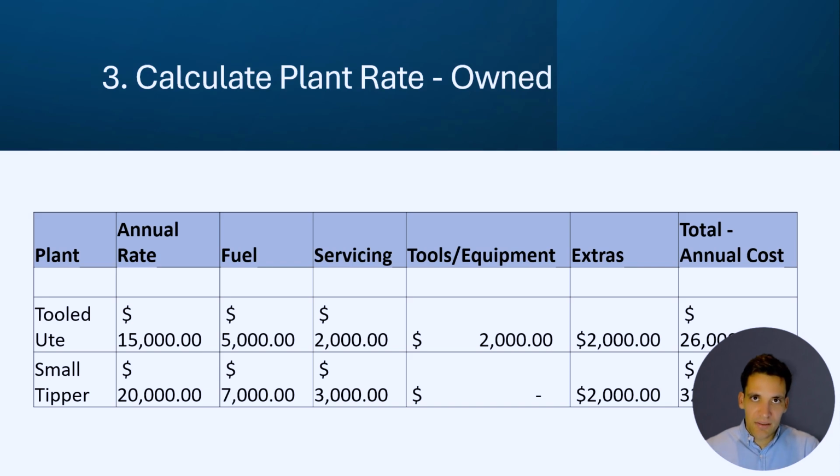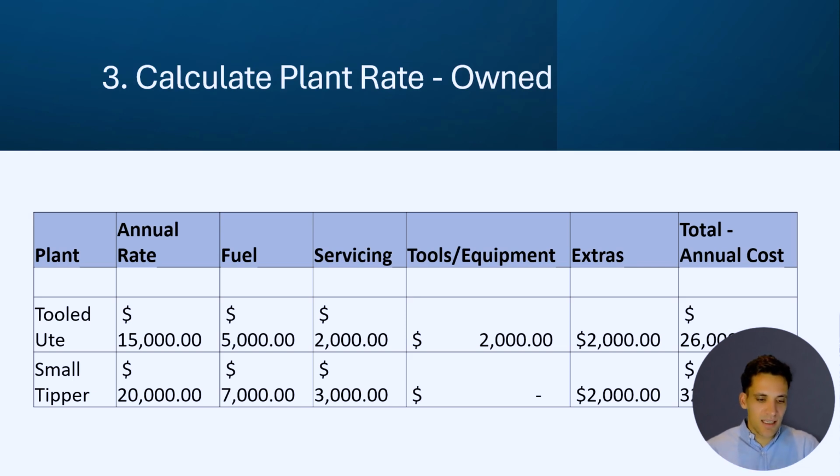So when we're calculating the plant rate, doing so for a bit of plant we own is going to be more challenging than for a piece of plant we hire. If we hire a bit of plant, we just get a rate from a supplier and check what's included in it. But if we own a bit of plant, we're going to have to make some sort of more complicated analysis to work out what rate we're going to charge the project we're on.